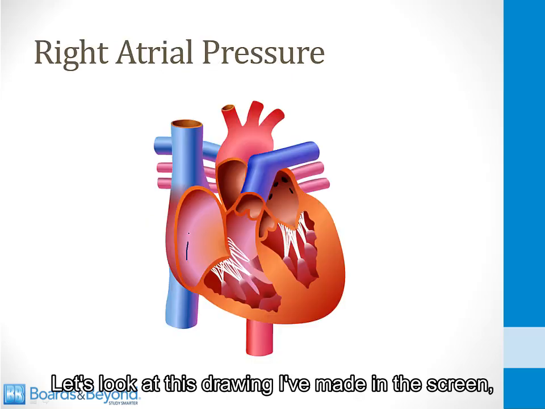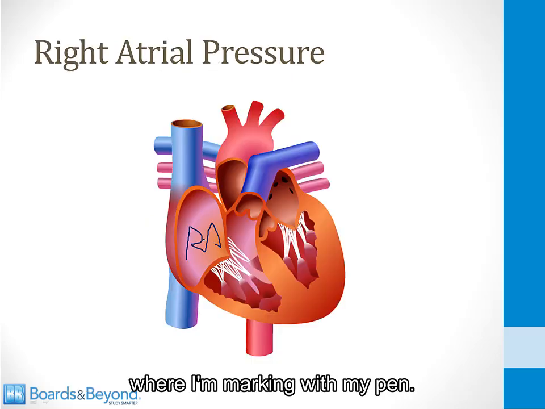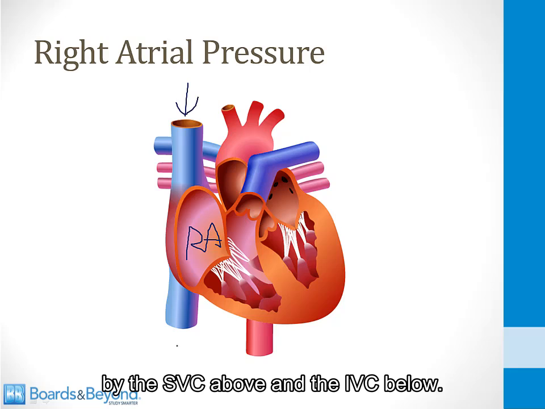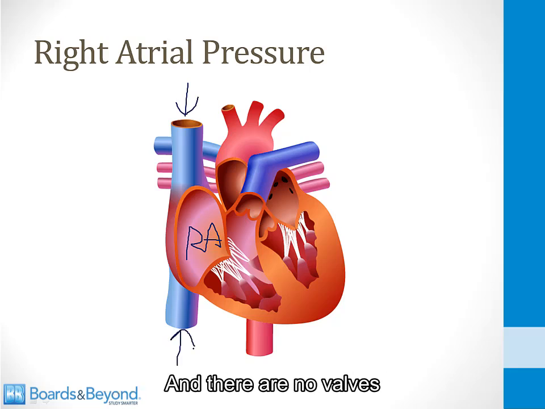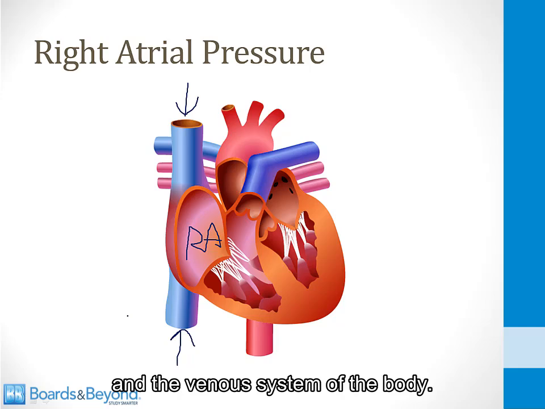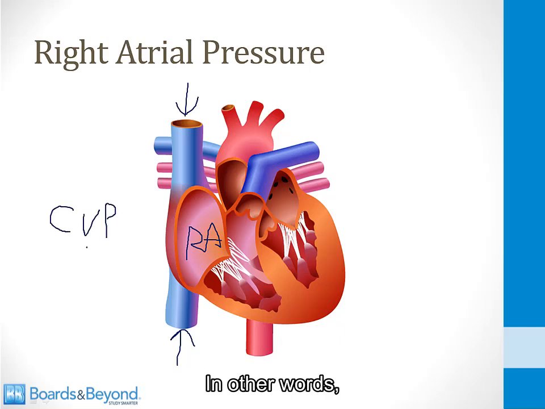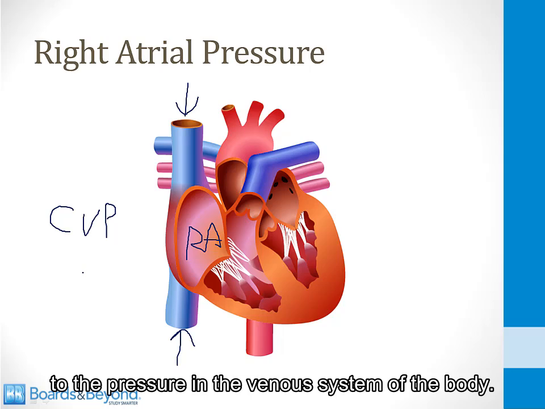Let's look at this drawing I've made on the screen. The right atrium is here where I'm marking with my pen. It is connected to the venous system of the body by the SVC above and the IVC below. And there are no valves between the right atrium and the venous system of the body, and for that reason, the pressure in the right atrium is equal to the central venous pressure. In other words, the pressure in the right atrium is equal to the pressure in the venous system of the body.